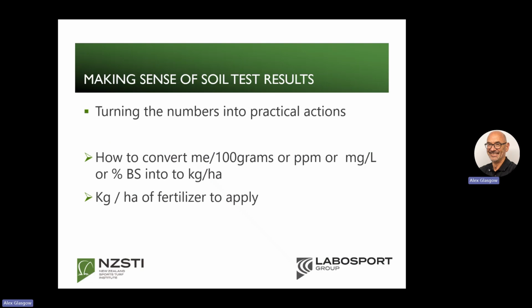The key thing about soil test results is to be able to turn those numbers, the results, with the unusual units, into practical actions such as the application of fertilizer. So how do we convert units such as milliequivalents per 100 grams, parts per million (ppm), milligrams per litre, or percentage BS, which is base saturation, into kgs per hectare? And obviously kgs per hectare can be converted into actual amounts of nutrient that you're going to apply.